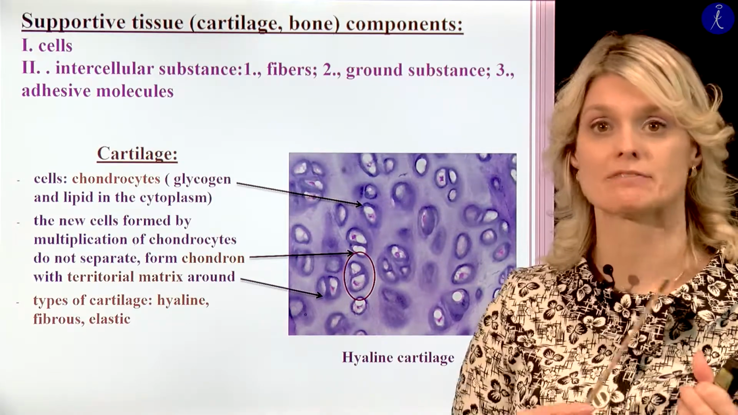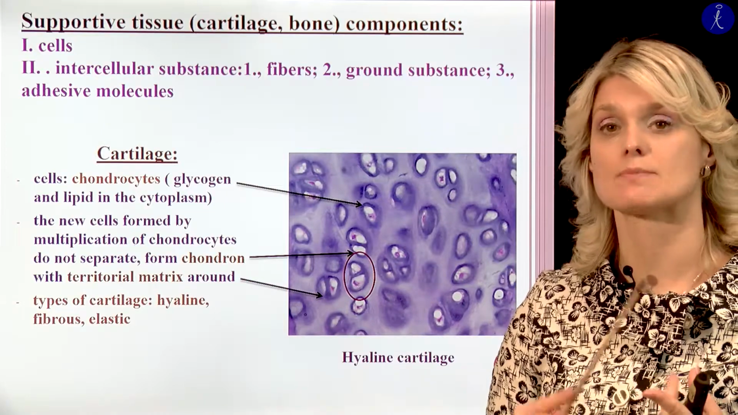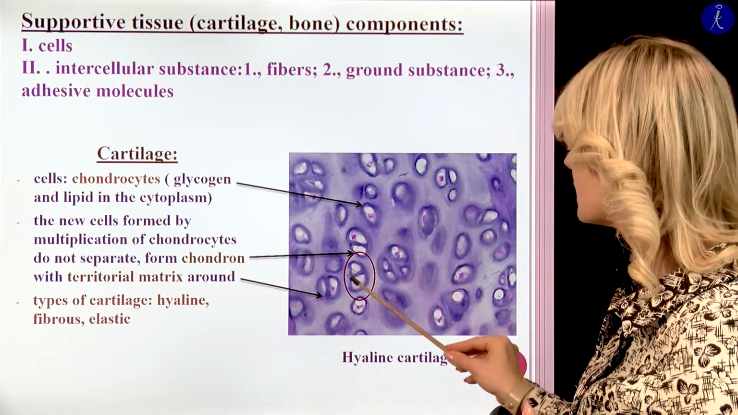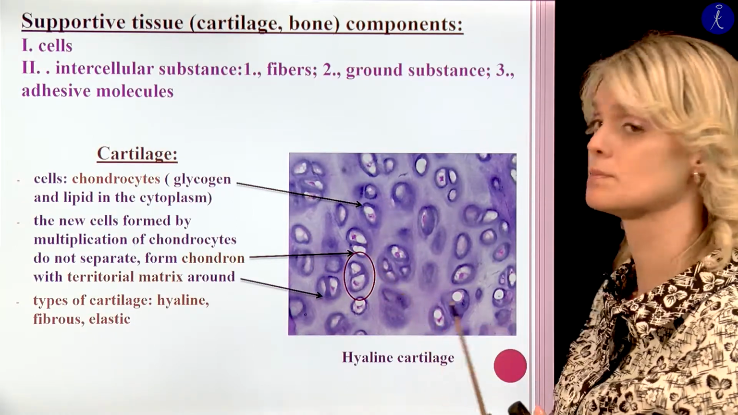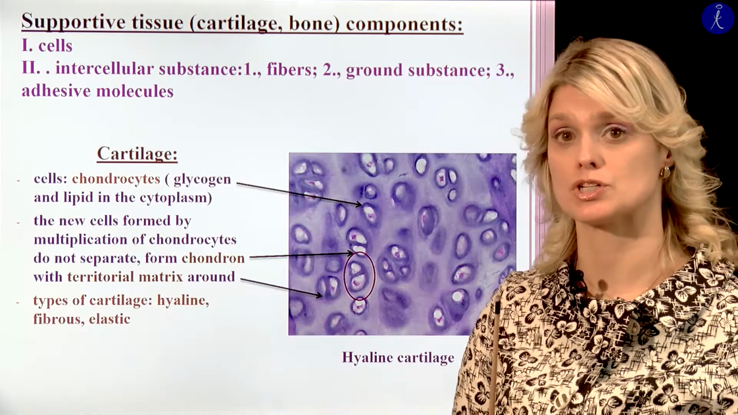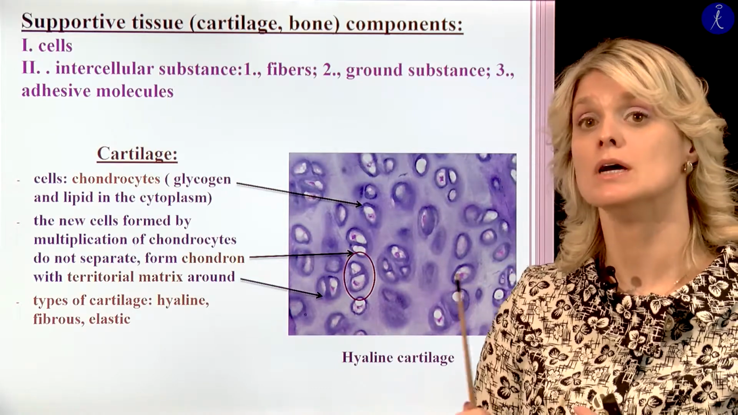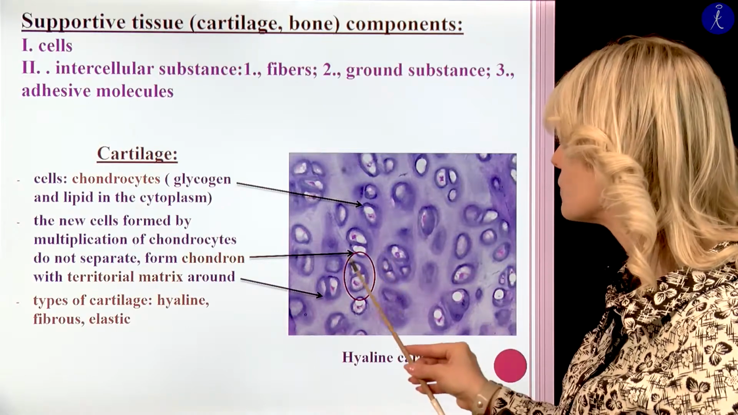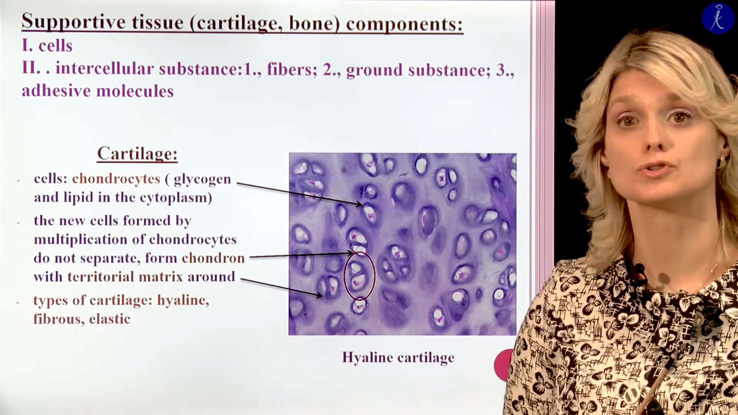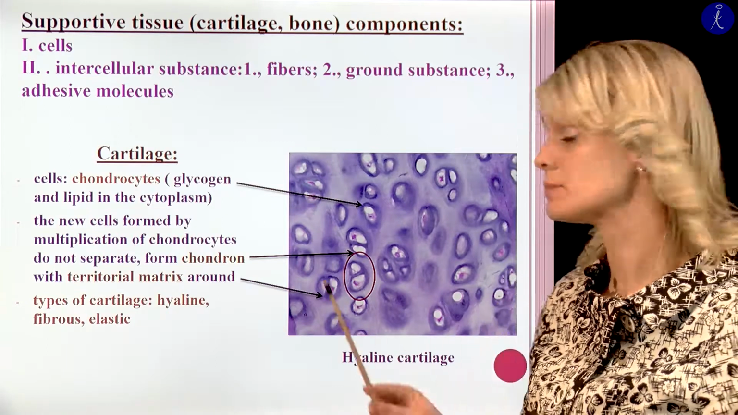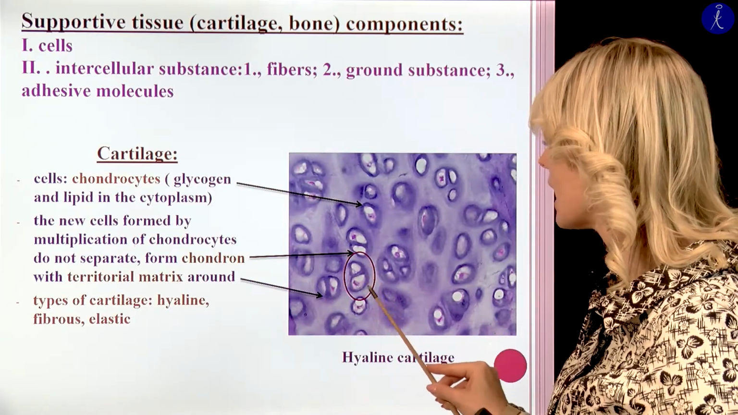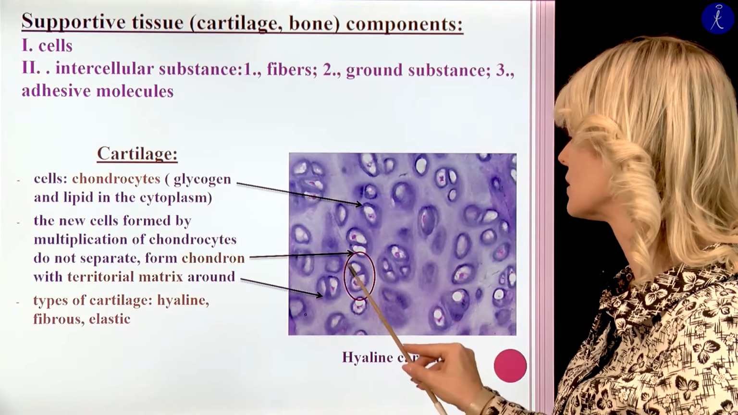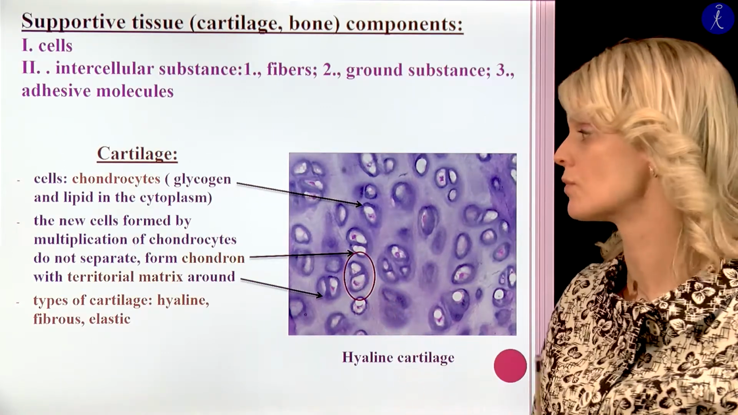Here also we have cells, and we have intercellular substance with fibers and ground substance. You can see the cells are round-shaped with pale cytoplasm because they store a lot of nutrition inside, carbohydrate and fat, which are not stained with hematoxylin-eosin staining. They form smaller groups which are called chondrons. And these cells produce the fibers and the ground substance of the cartilage, which is called the territorial matrix, located around them.